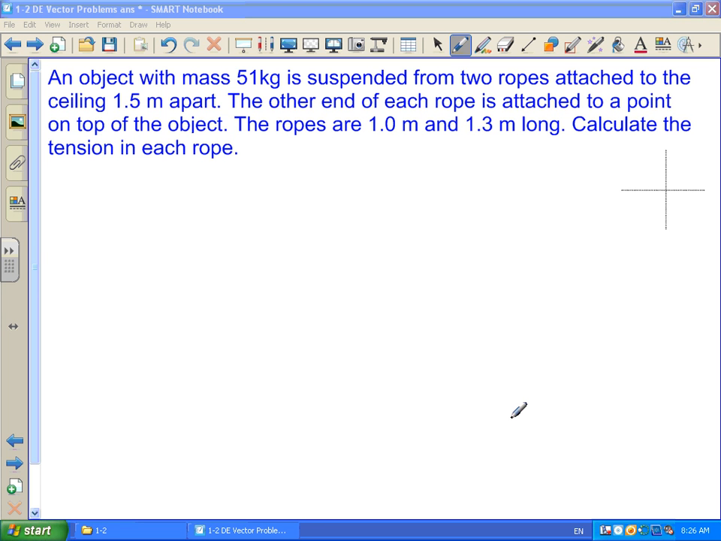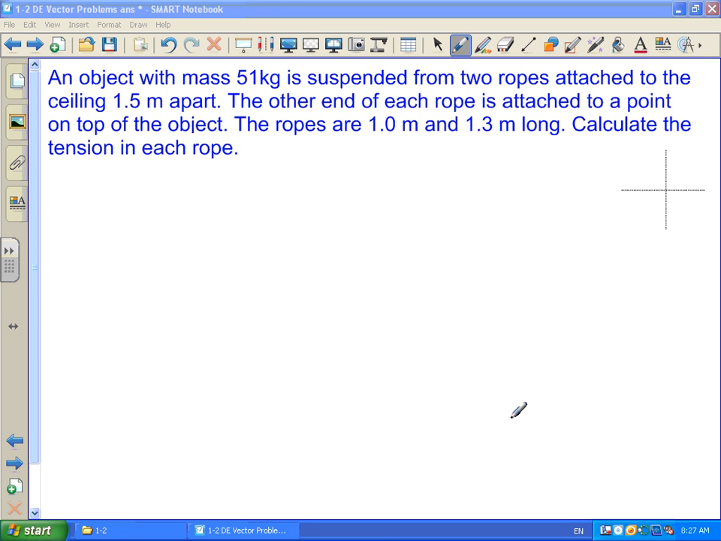So this is another application question from Unit 1-2, boxes D and E, and this is sort of the second major type of question you're going to encounter, where you've got some sort of a mass that is suspended in midair, and what you're asked to find are the tensions in the ropes that are holding this up.